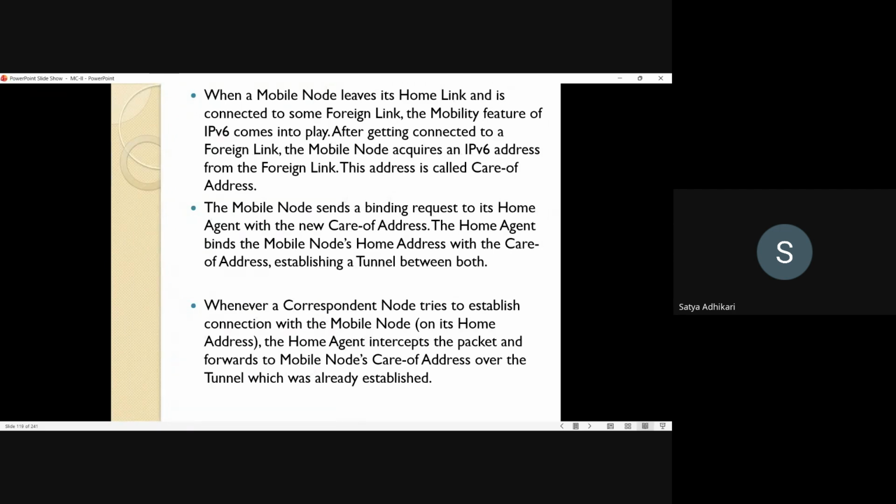After getting connected to the foreign link, the mobile node acquires an IPv6 address from the foreign link. This is called the care of address, which we have already known. The mobile node sends a binding request to its home agent with the new care of address. The home agent binds the mobile node's home address with the care of address, establishing a tunnel between both.